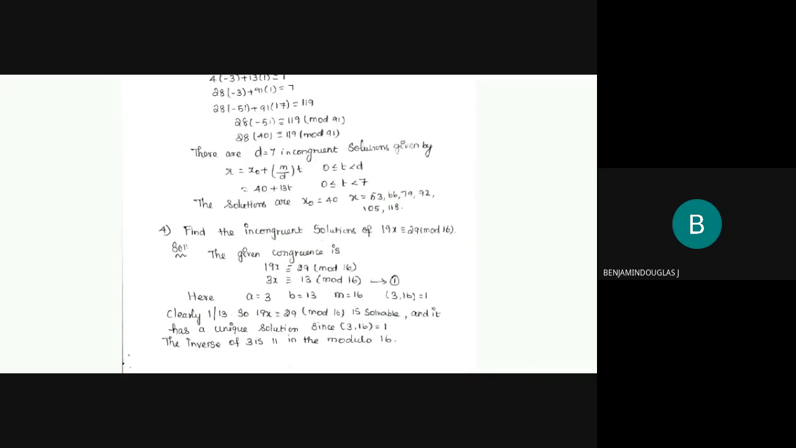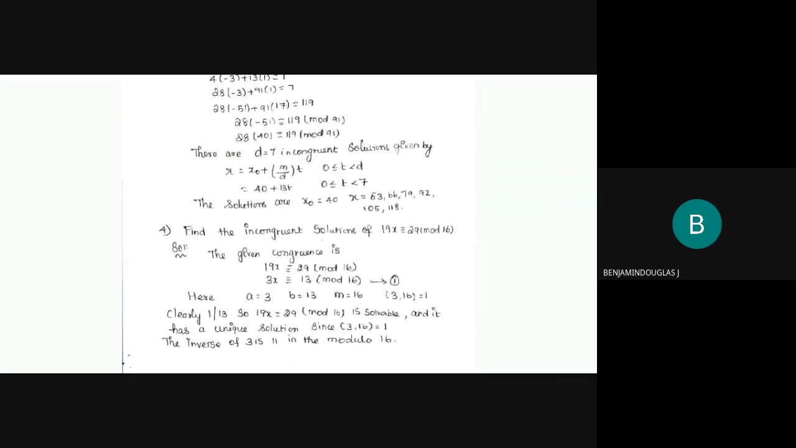As usual, we are going to find the GCD of a comma m. Here a is 3, m is 16. The GCD of 3 comma 16 is 1, so here the d value is 1. Now check whether d divides b or not. The d value is 1, the b value is 13. So obviously 1 divides 13.